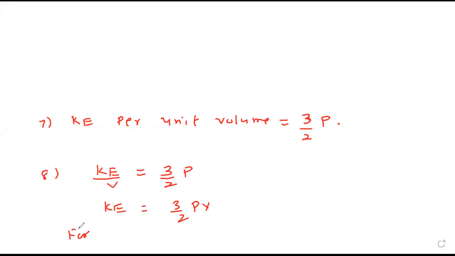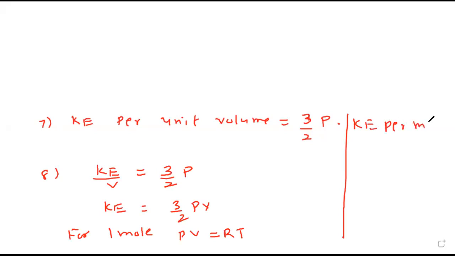Therefore, for 1 mole, PV we can write as RT. So kinetic energy per mole is 3 by 2 RT. Copy: per unit volume 3 by 2 P, per mole 3 by 2 RT.